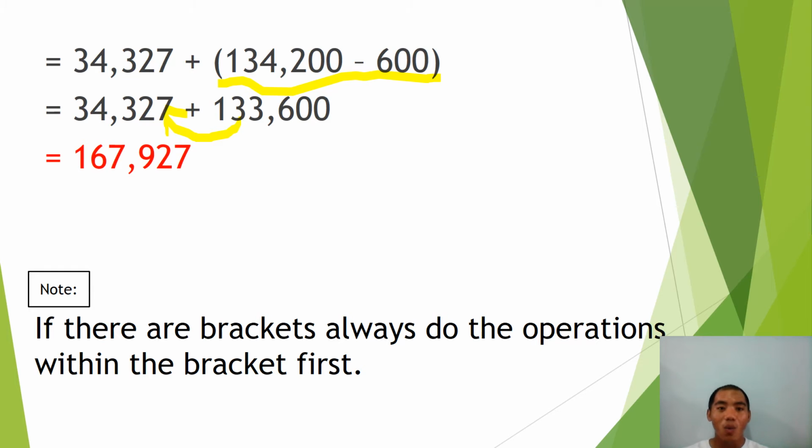34,327 plus 133,600 is equal to 167,927. So this is now the answer. Again, we have a note over here which says if there are brackets, always do the operations within the bracket first.